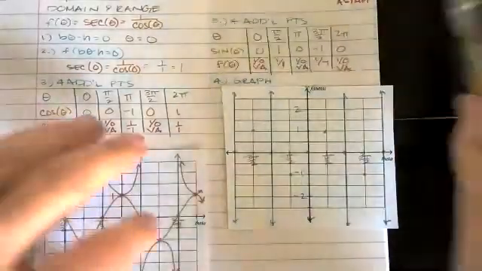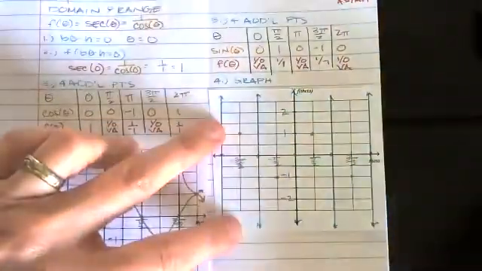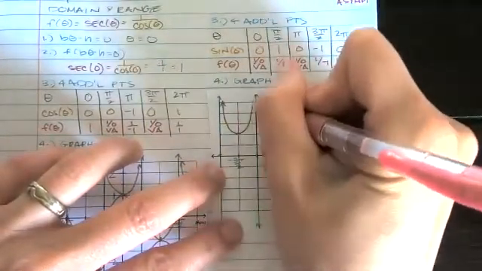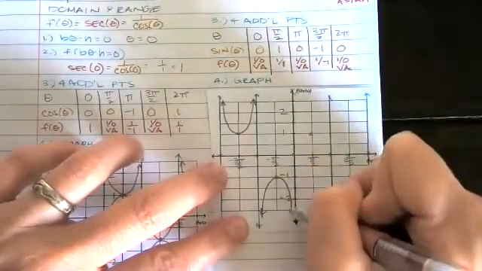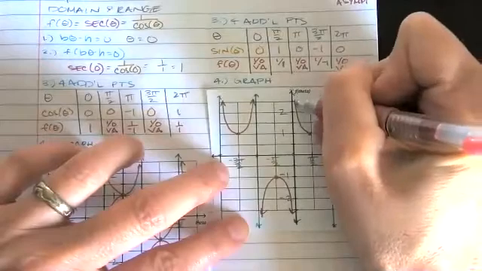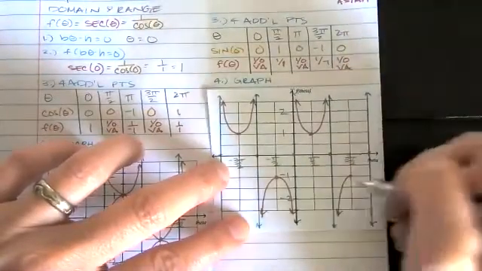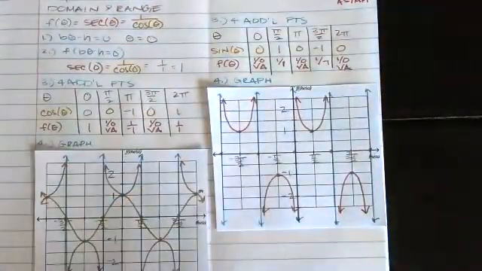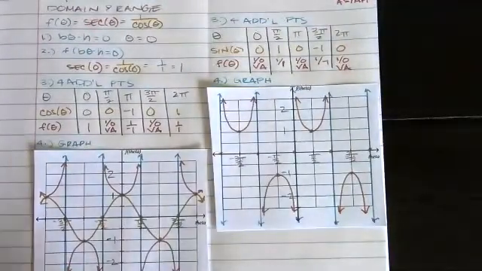Okay, so if I draw my sine curve, do you want me to draw it or do you want me to leave it off? I'm going to leave it off this time. Let's see. We can add it later if we think we need it. So this is the cosecant. There we go. So that's our graph.